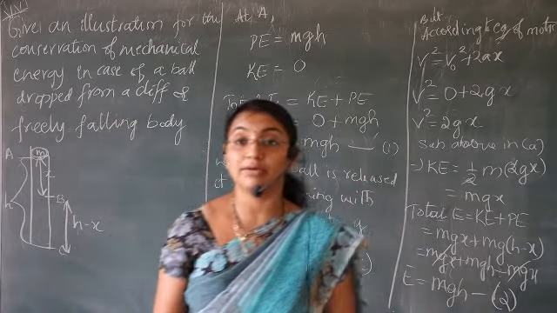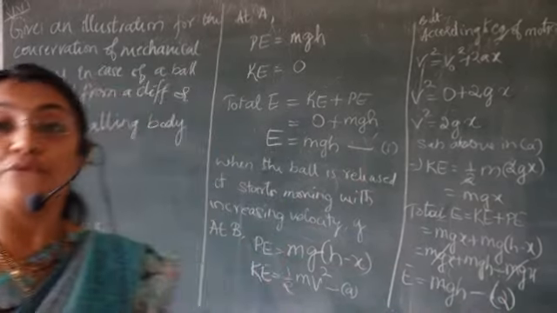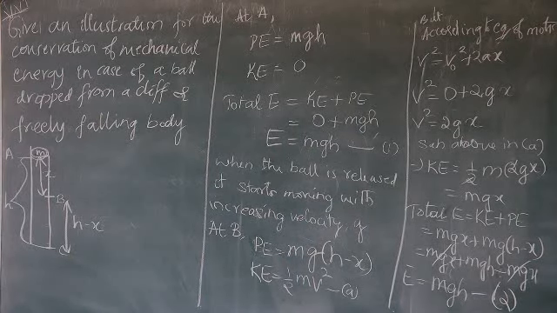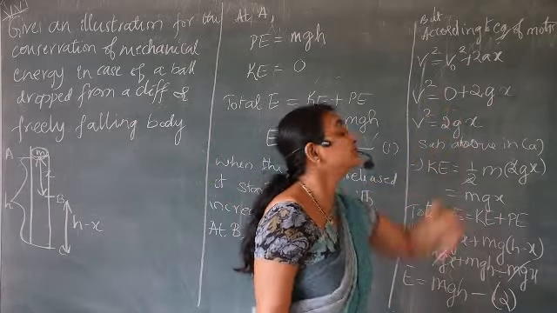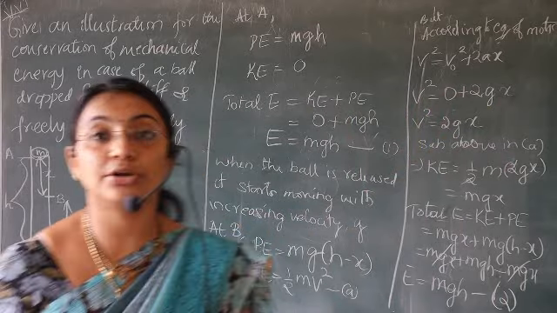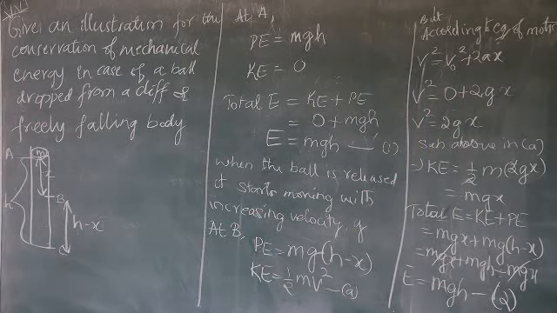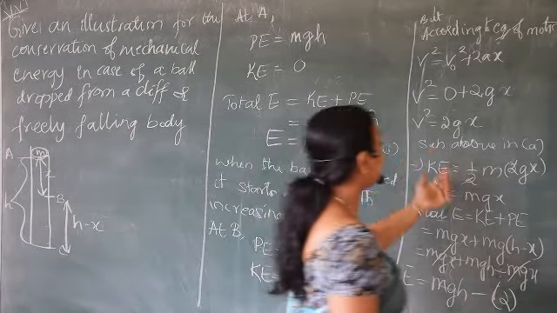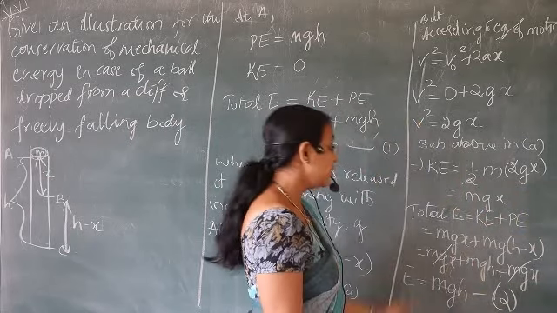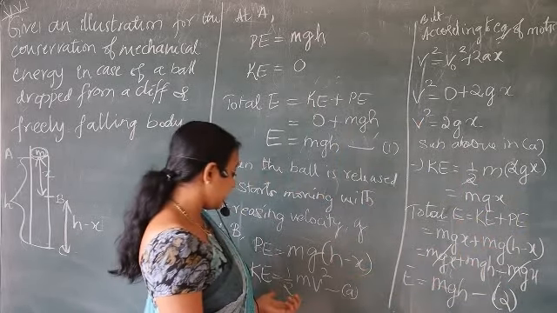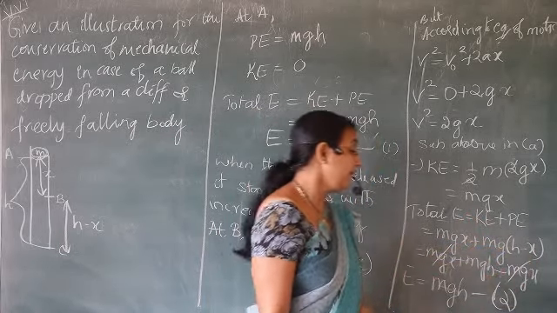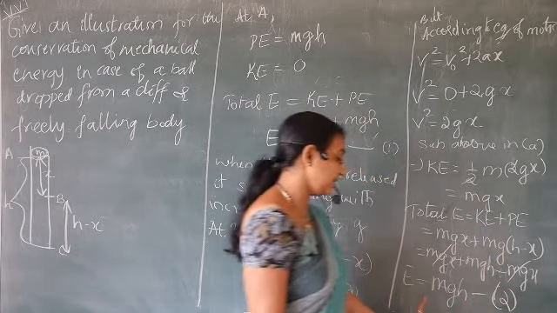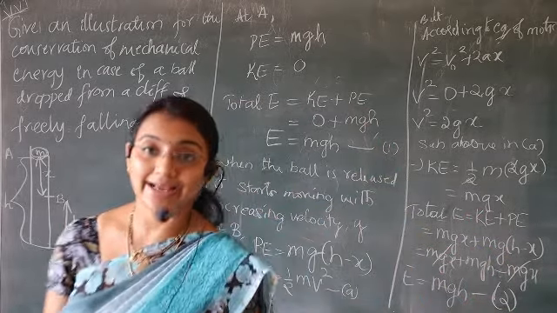According to the equation of motion, we can write v square is equal to v naught square plus 2ax. The initial velocity is equal to 0. So, 0 plus 2gx. So, v square is equal to 2gx. Substitute above in 1a. So, we get kinetic energy is equal to mgx. For total energy, substitute kinetic energy and potential energy values; plus into plus is plus, plus into minus is minus. So, mgx gets cancelled. So, E is equal to mgh.